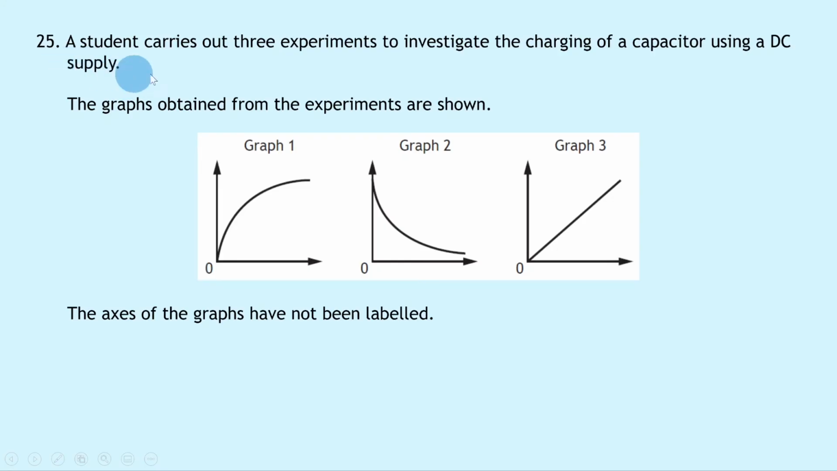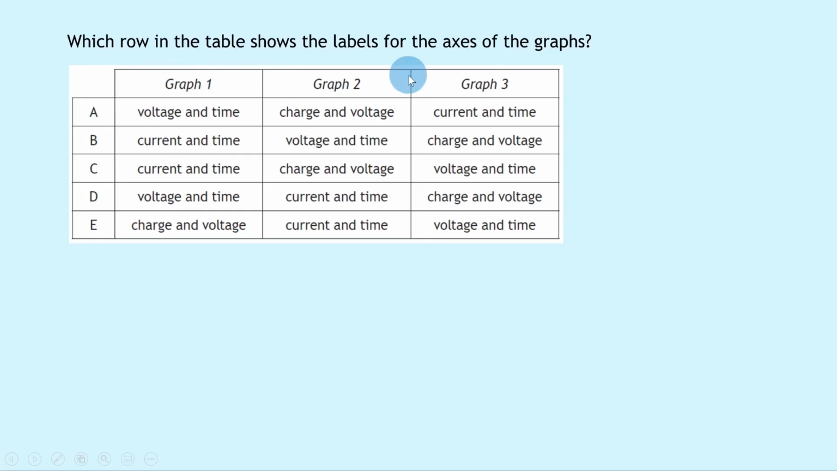Lastly, question 25 says a student carries out 3 experiments to investigate the charging of a capacitor using a DC supply. The graphs obtained from the experiments are shown. So we have graph 1, graph 2 and graph 3. The axes of the graphs have not been labelled. Which row in the table shows the labels for the axes of the graphs? So let's just look at the options. So we have voltage and time, current and time, and charge and voltage.